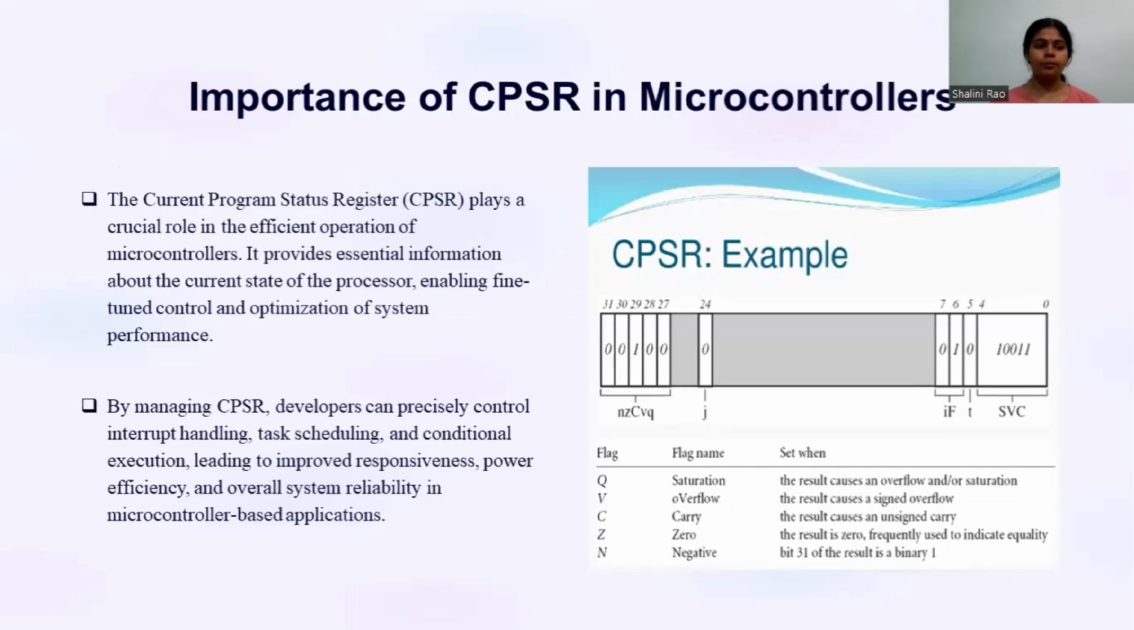Importance of CPSR in microcontrollers. The current program status register, CPSR, plays a crucial role in the efficient operation of microcontrollers. It provides essential information about the current state of the processor, enabling fine-tuned control and optimization of system performance. By managing CPSR, developers can precisely control interrupt handling, task scheduling, and conditional execution, leading to improved responsiveness, power efficiency, and overall system reliability in microcontroller-based applications.